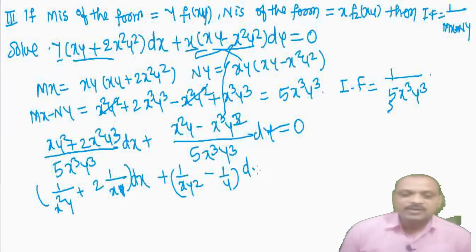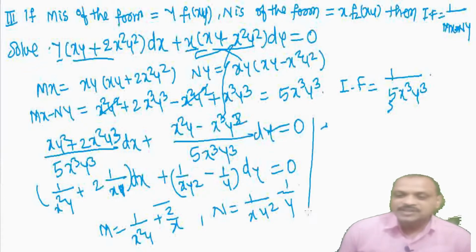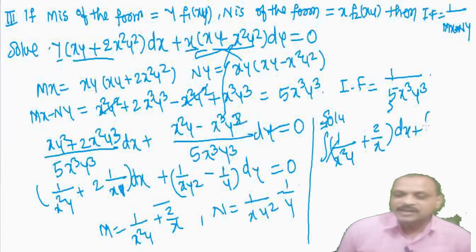So this is my new M. What is my M? 1 divided by x square y plus 2 divided by x. So M equal to 1 divided by x square y plus 2 divided by x. And what is my N? N equal to 1 divided by x y square minus 1 divided by y. And I know the solution is integration of M with respect to x, (1 divided by x square y plus 2 divided by x) into dx, plus those terms of N that do not contain x, 1 divided by y into dy, equal to c.